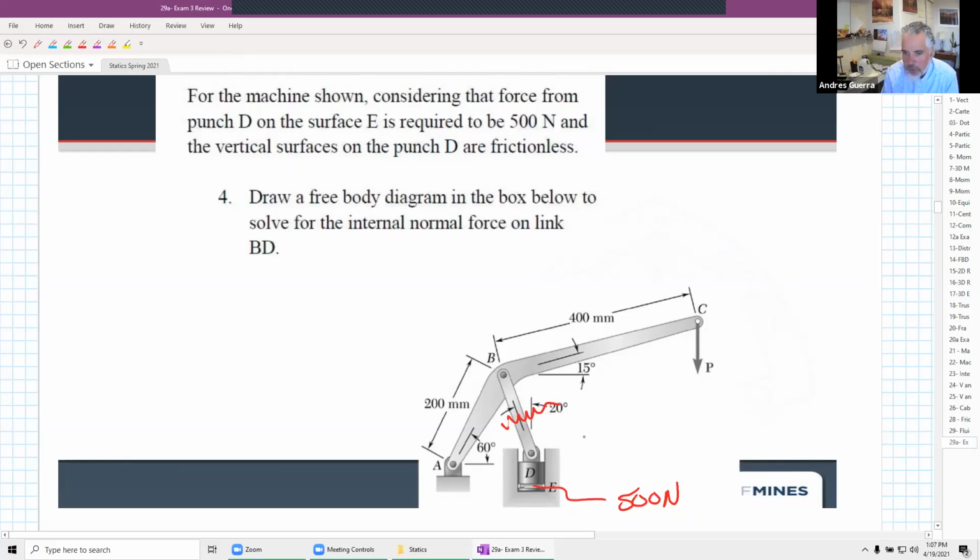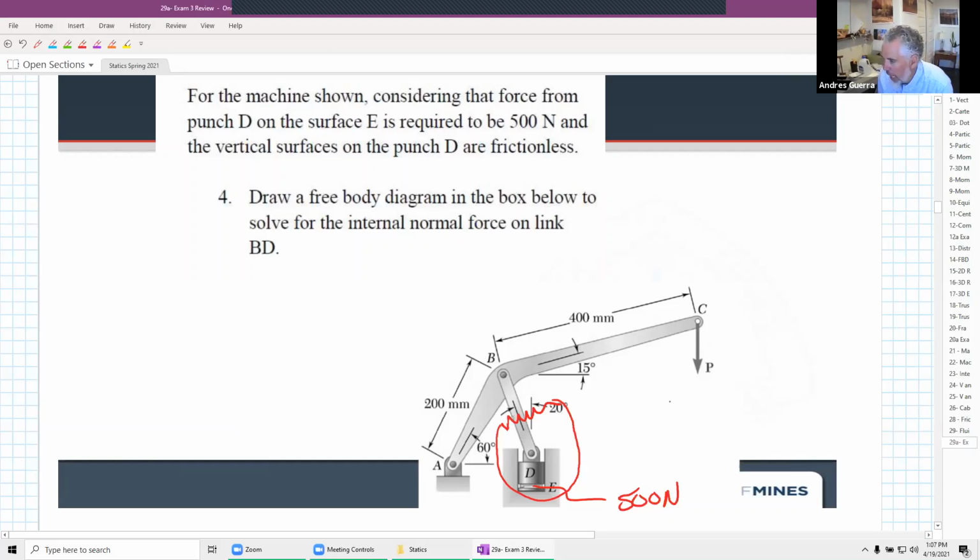So we definitely have to cut through it. And going back and thinking about, okay, our FBDs need to include knowns. And so that means, well, we better include the 500 newtons down here. So that keys us in pretty quickly into that FBD right here. And so we'll draw that FBD in a second.